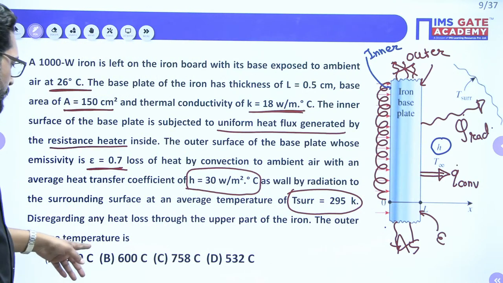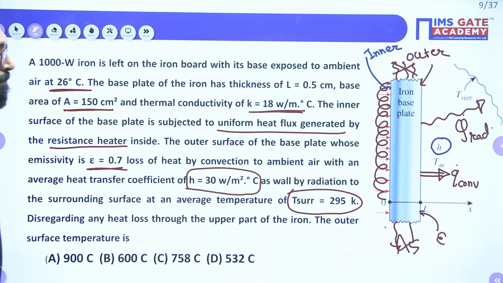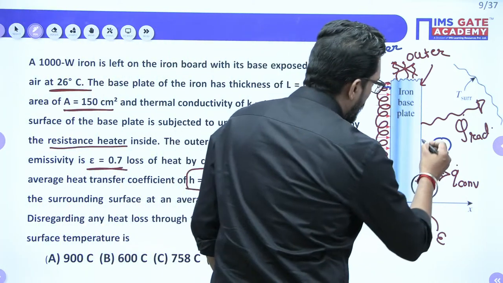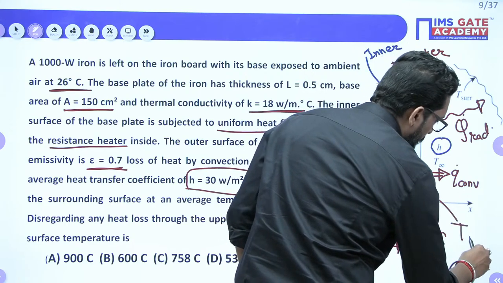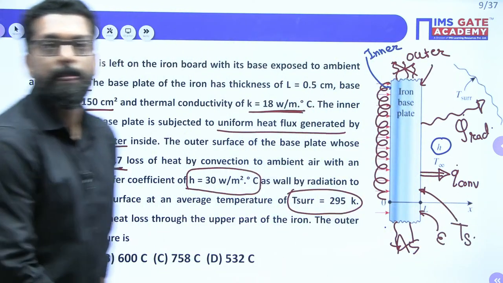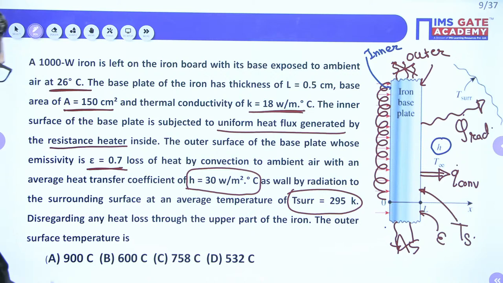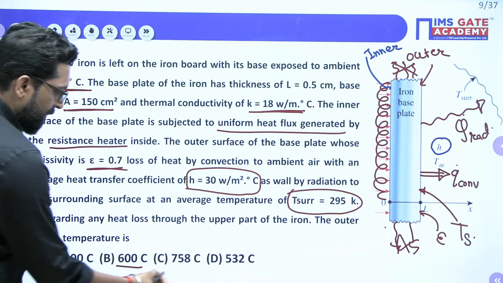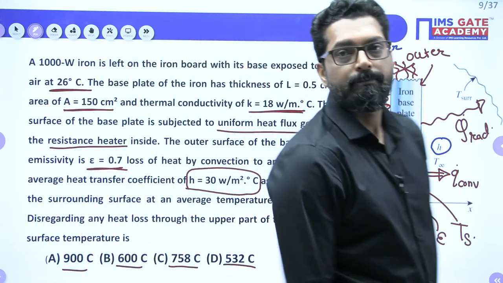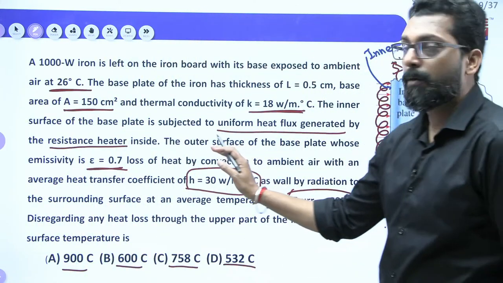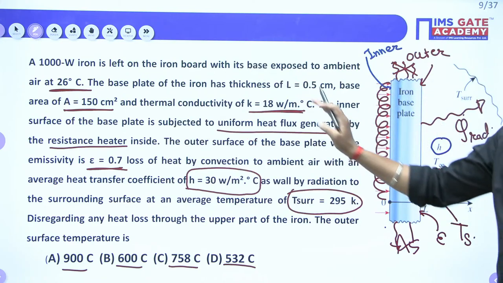Then the outer surface temperature, that means the wall temperature, you have to find it. The options given are 900, 600, 758 and 325. Okay, so this is your problem. You are now well aware of the problem.